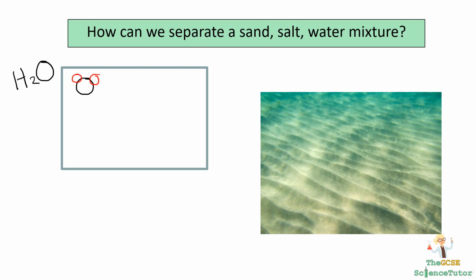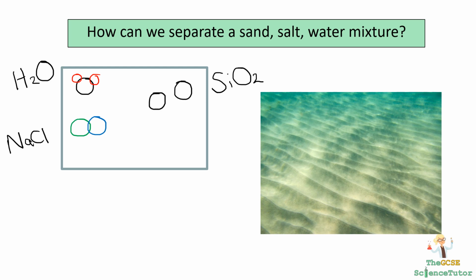Salt is also known as sodium chloride, which has the formula NaCl and consists of a single sodium and chlorine atom. And we can draw it like this: a sodium atom and a chlorine atom bonded together. Sand has the chemical formula silicon dioxide, SiO2, and consists of two oxygen atoms bonded to a silicon atom, like so.